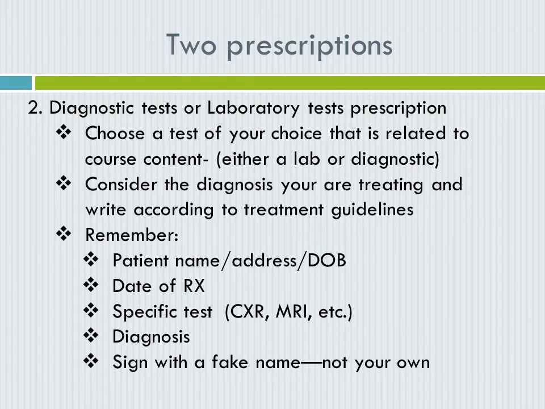Your second prescription is for a diagnostic test or a lab test. So once again, you're going to choose a test of your choice related to the course content. If you're treating somebody for a bladder infection, you would consider the treatment guidelines for that diagnosis. And then the same goes for this: patient name, the address, the date of birth, the date of the prescription, and what specific test you're going to be writing for, the diagnosis, and then once again, you're going to sign it with a fake name.